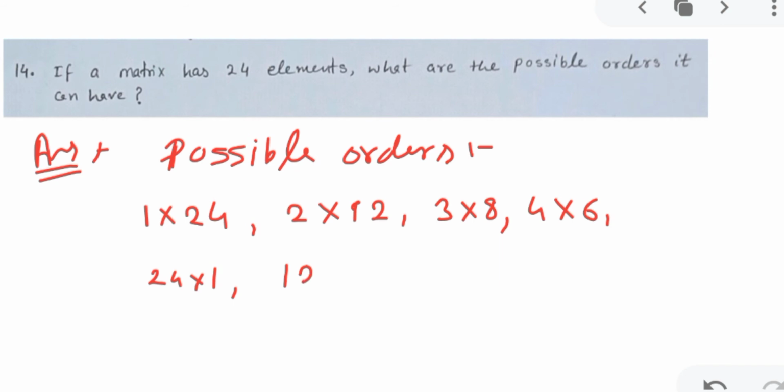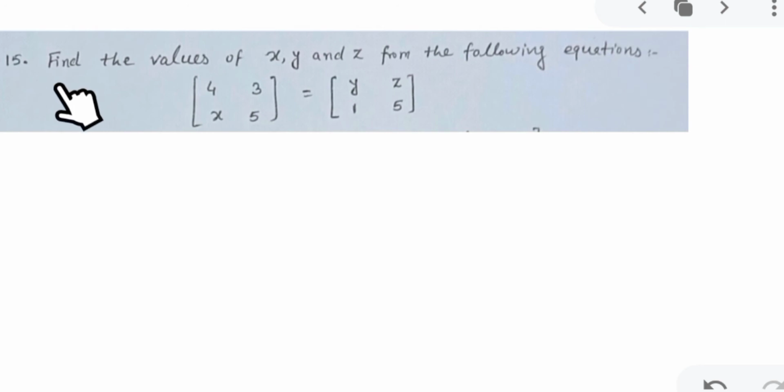If 2 into 12 is possible, then 12 into 2 is also possible, 12 cross 2. If 3 cross 8 is possible, then 8 cross 3 is possible. If 4 cross 6 is possible, then 6 cross 4 is also possible. So these are the possible orders, correct? So the answer will be this much. Okay, now we'll move to question number 15.